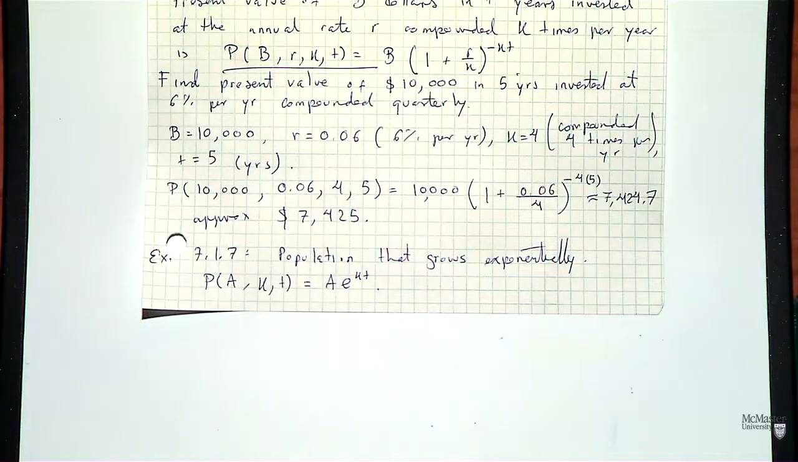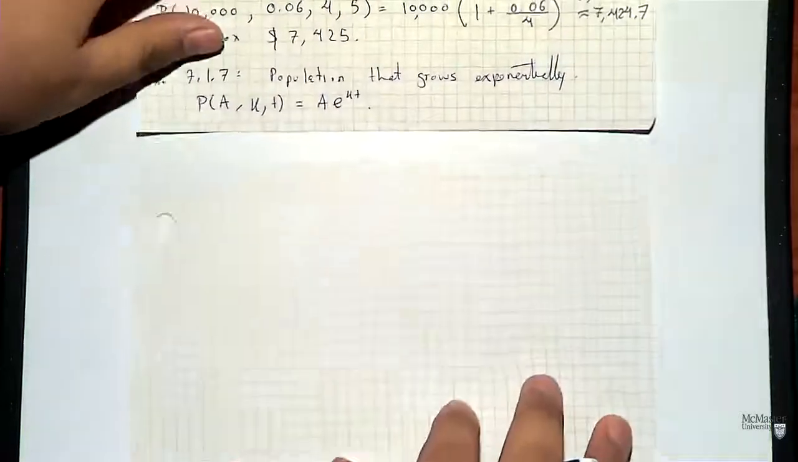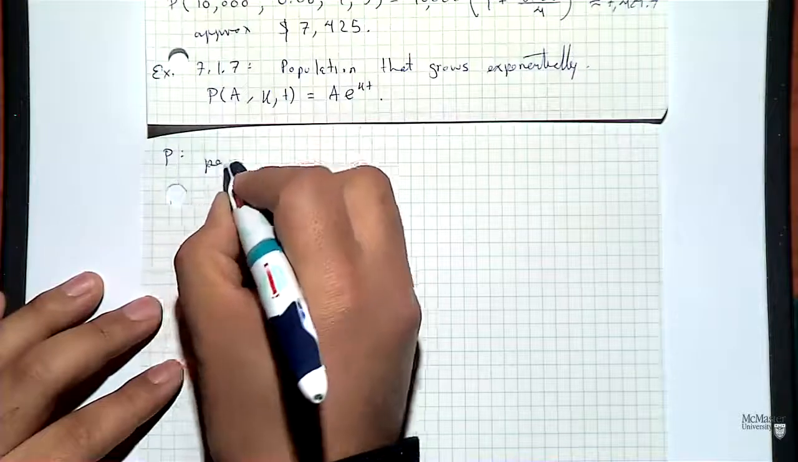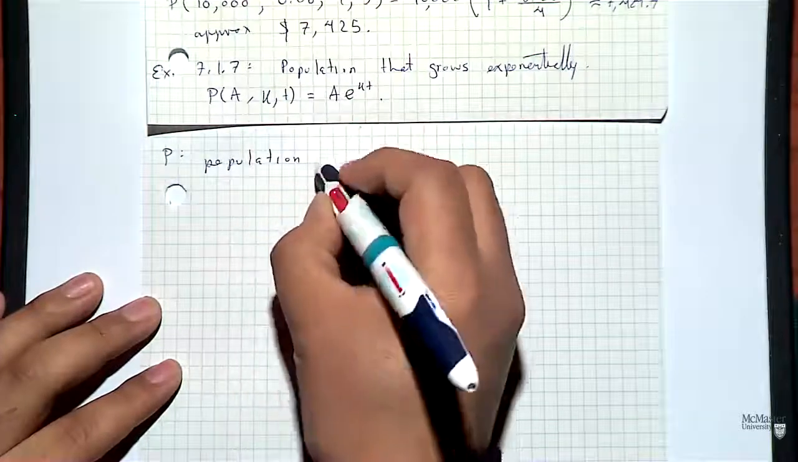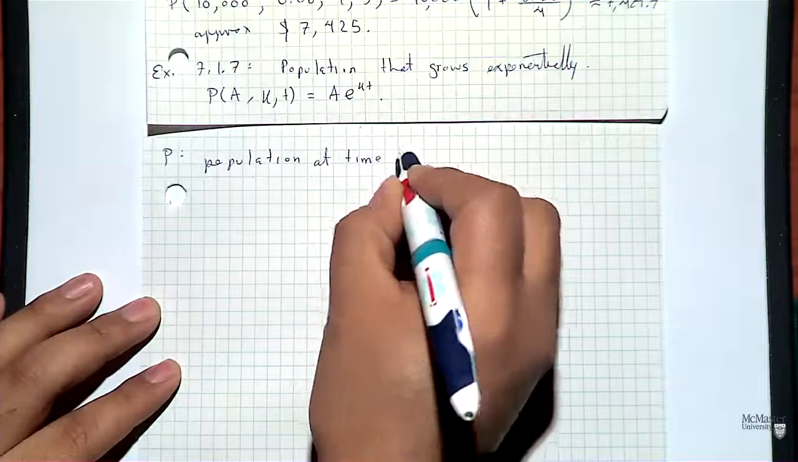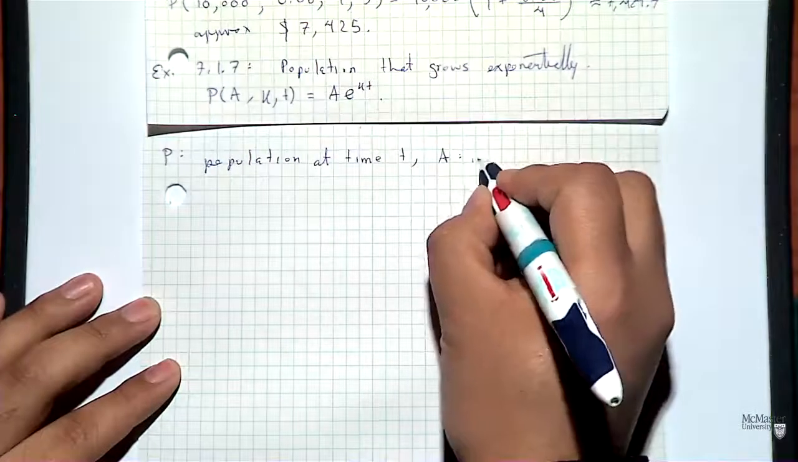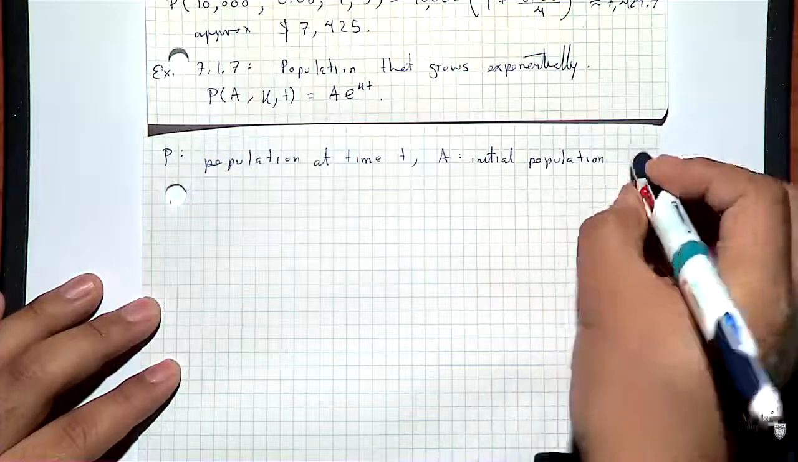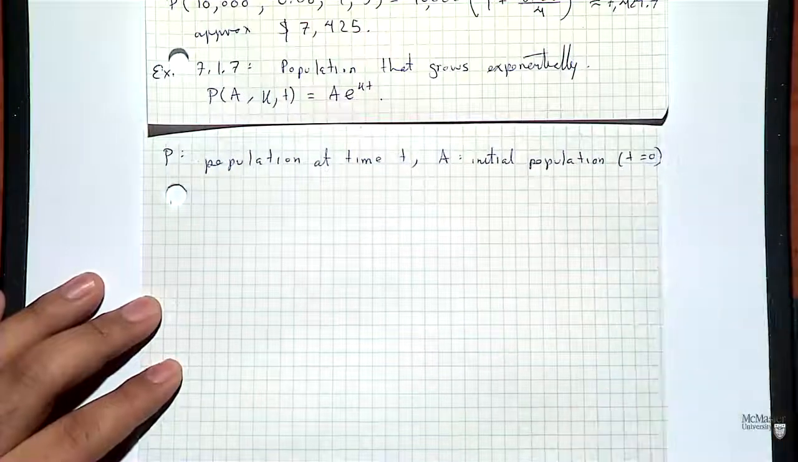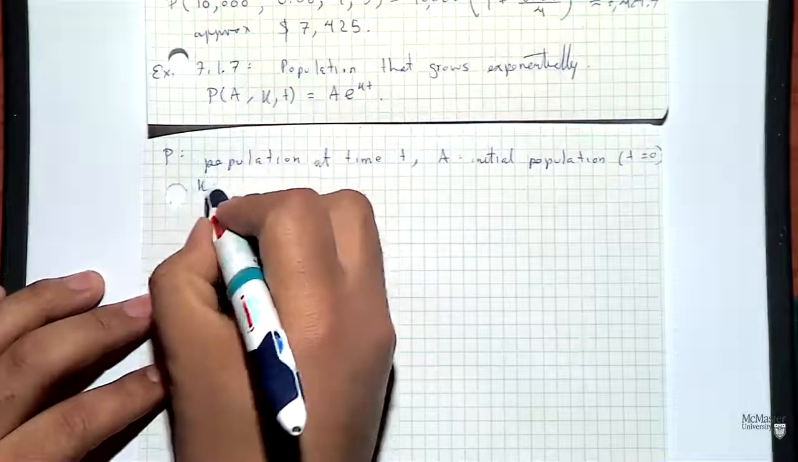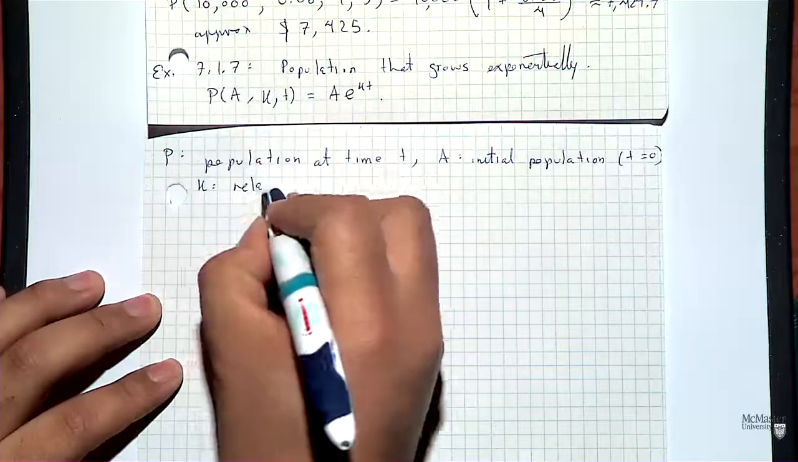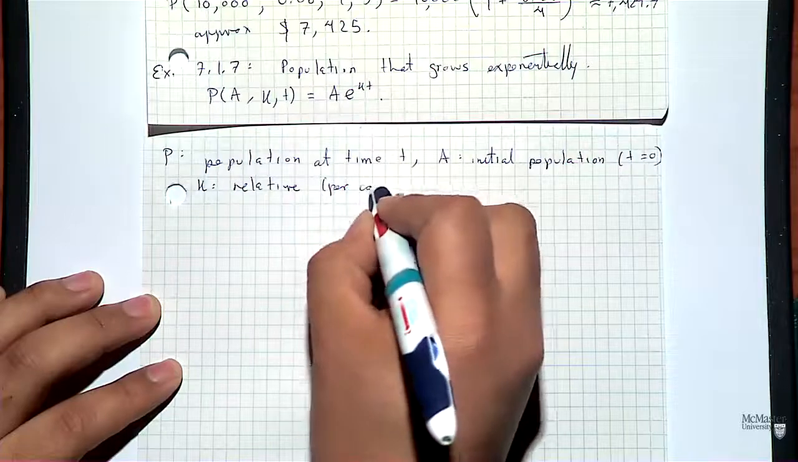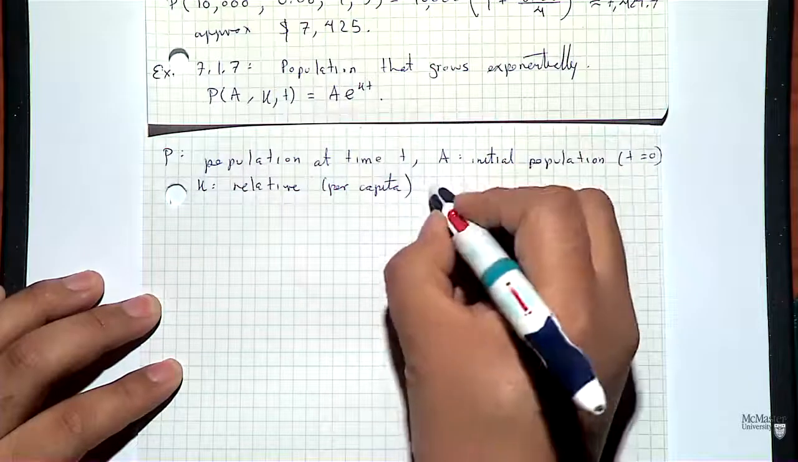Now about making the whole list of what are the variables of interest. So P is the population at time t. A is the initial population, as I had mentioned. If you plug in t equal to 0, P is equal to A, so that has been cleared out for you. K is the relative, meaning per capita, growth rate.